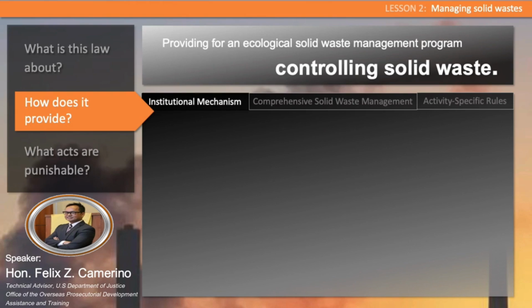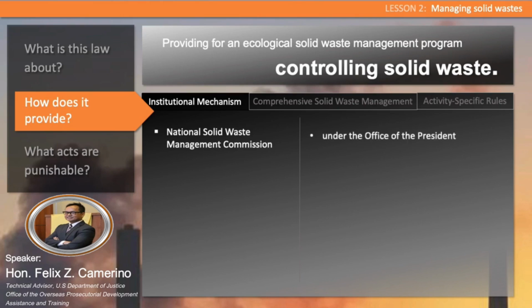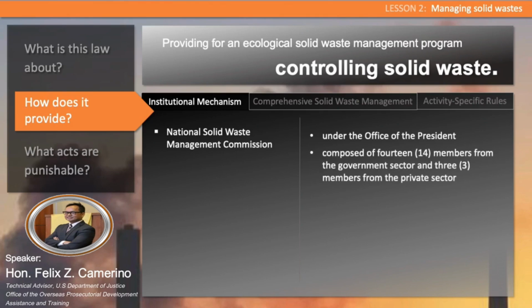So an institutional mechanism really gives us an idea of all of the entities that may play into this objective. Okay, and there are a number of them, and we'll look at the first one that's listed. It's the National Solid Waste Management Commission. Now, this commission was specifically created by this law. Okay, it reports into the Office of the President. It's kind of a who's who of participants. There are 14 heads of government agencies that are members, as well as 3 from the private sector.